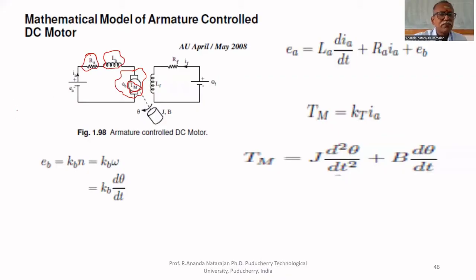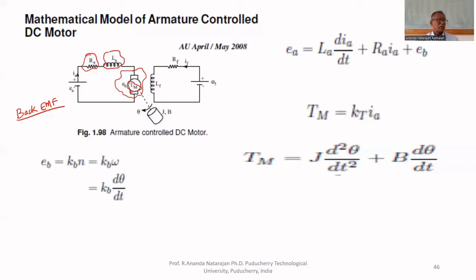What is back EMF? Back EMF is the EMF generated in the armature of the motor. What is a generator? If you rotate the armature in the magnetic field, EMF is induced. That is a generator, DC generator. Because it cuts the flux, that's why EMF is generated.